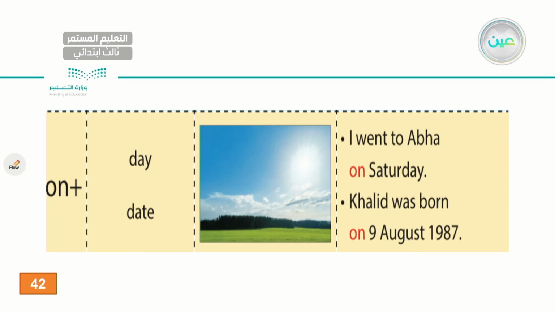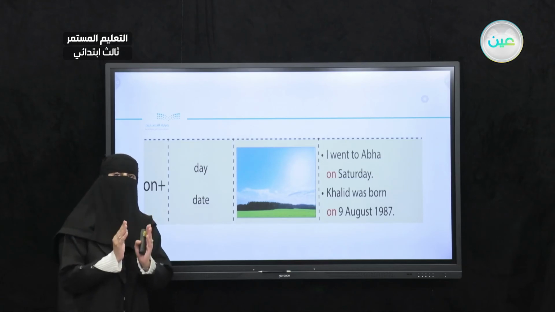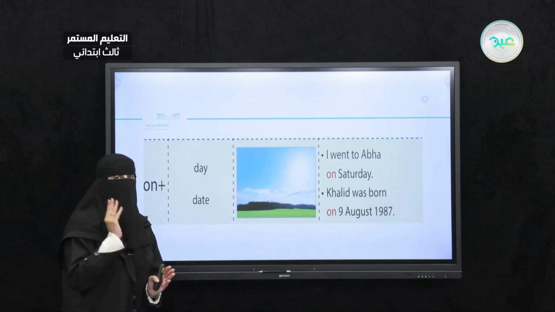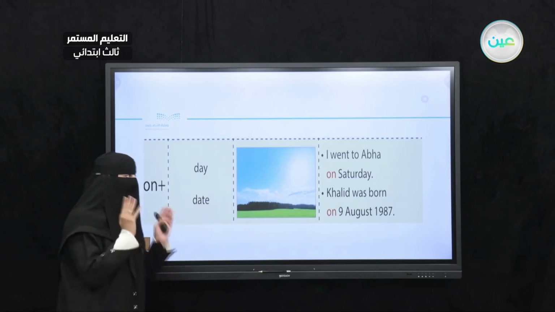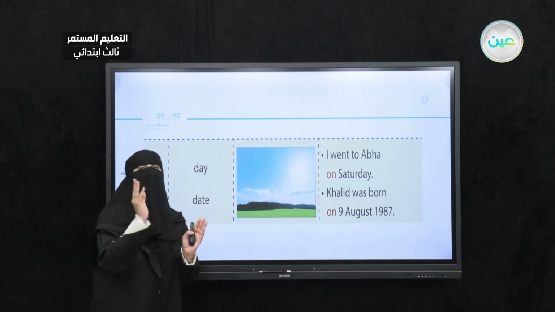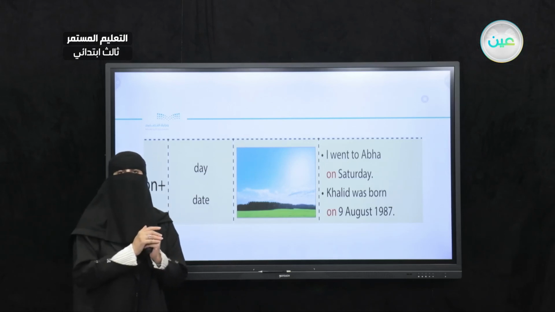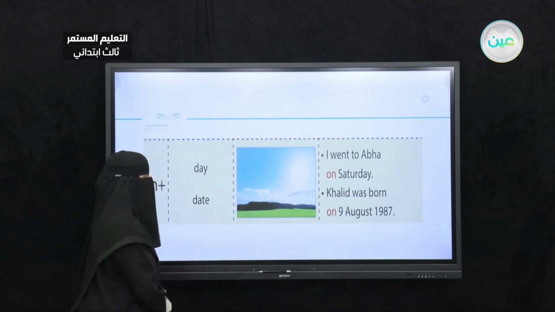Last preposition here I have on. When do we use on? I use on with days, days of the week, on Saturday, on Friday, on Monday, or with date, like 5th of May, 10th of Ramadan. Okay, so let's read the examples.